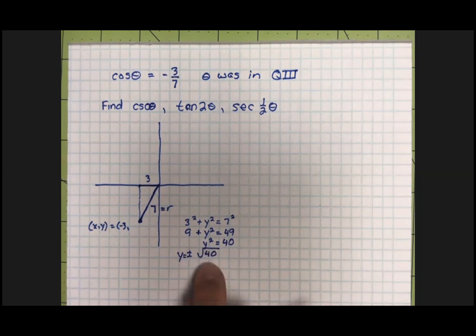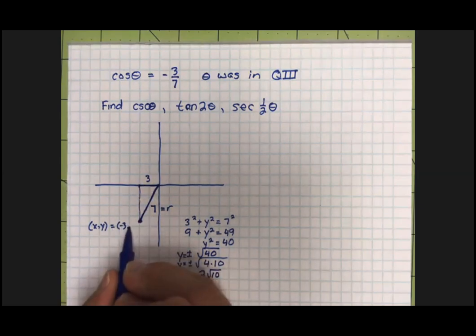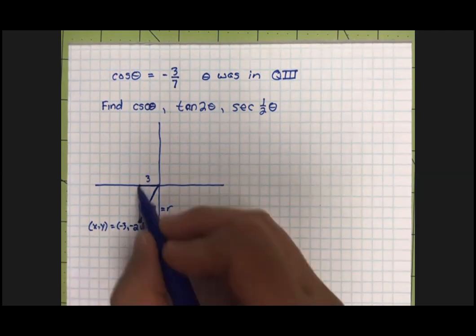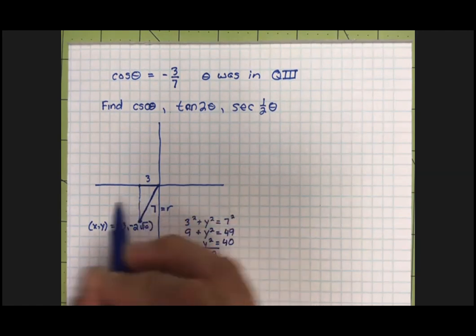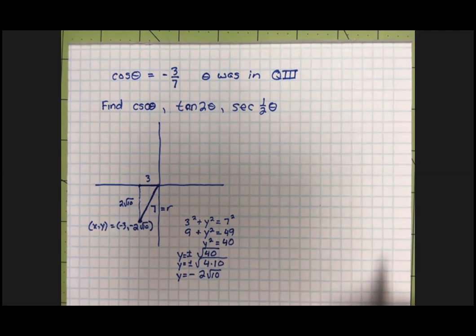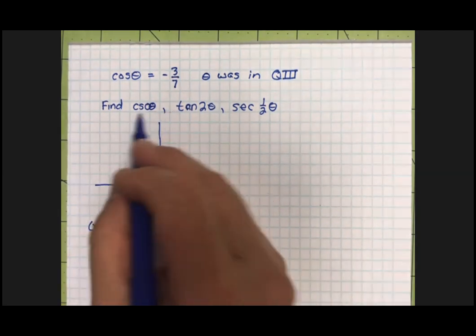I got to do 2 things. I want to simplify this as much as possible. And the biggest perfect square inside there is 4. So we have to select plus or minus 2 root 10. I select minus 2 root 10 because I'm in the 3rd quadrant and the y coordinate has to be negative. But I label this side. How long is this side? I'm going to label it 2 root 10 units long. Okay, now I can work out all of these functions.